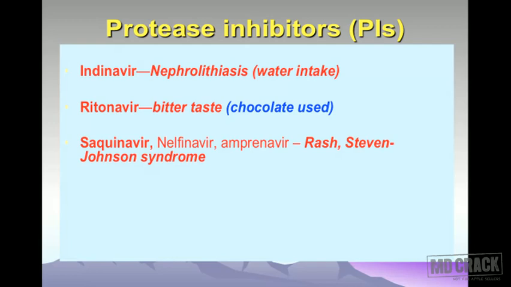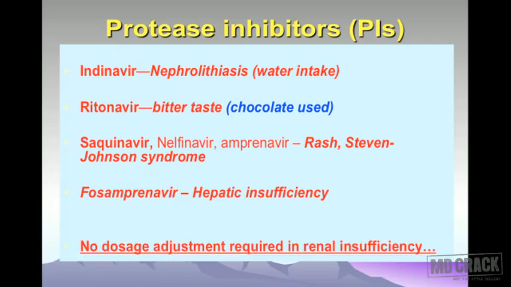Next, saquinavir, nelfinavir, and amprenavir. These three drugs have some common adverse effects. And what is common about them? They lead to hypersensitivity reactions, skin rashes, and Stevens-Johnson syndrome is especially known with saquinavir. So hypersensitivity reactions: saquinavir, nelfinavir, amprenavir, and Stevens-Johnson syndrome, especially important for saquinavir. The next drug in the group is fosamprenavir, and this fosamprenavir is known to precipitate hepatic insufficiency. And most important, no dosage adjustment is required in patients with renal insufficiency.